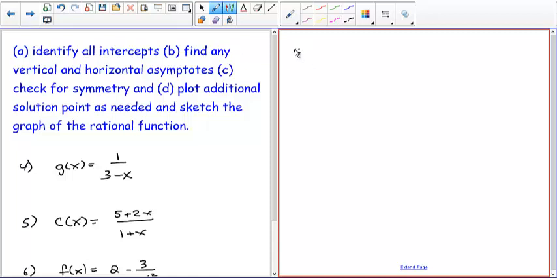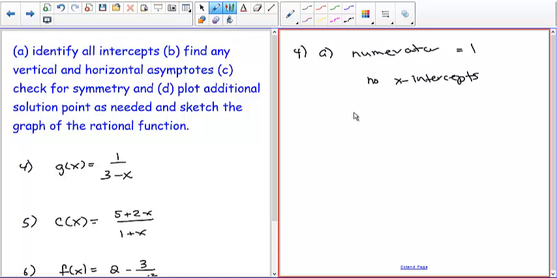Okay, number 4. Let's start with A, intercepts. If you look at the numerator, it equals 1. Are there any values where that changes from 1? No. So no x-intercepts. That's the x-intercept: set the numerator equal to 0.